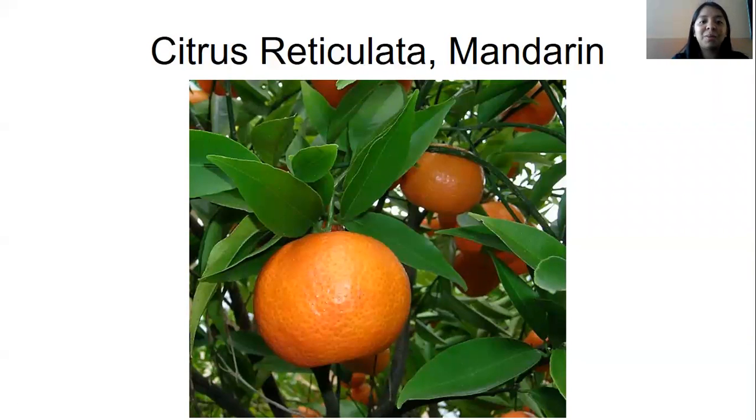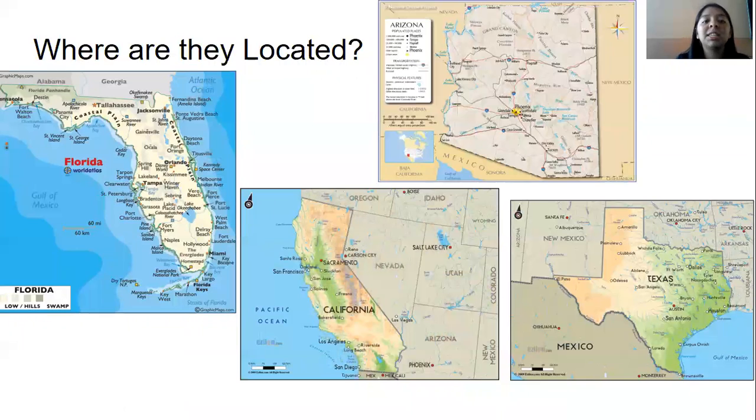Hi guys, my name is Barbara, and today we're going to be talking about the Citrus reticulata, which is commonly known as a mandarin. Some of the places that they are located are very sunny and warm climates.